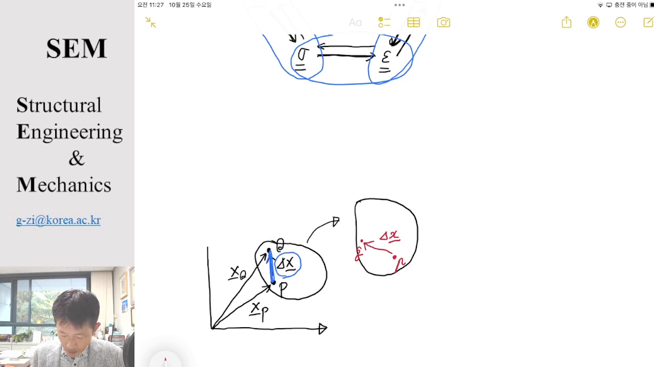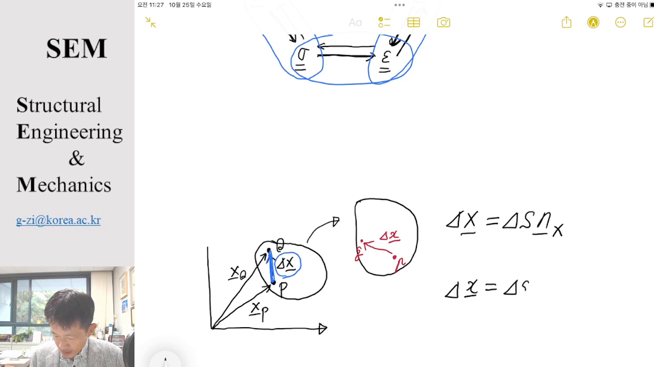Okay? And then using vector mechanics, I can write the initial segment delta X as represented by its size and its direction N. And also after deformation, this segment is represented by the size, lowercase s, the size after deformation, and then its direction after deformation. Okay?